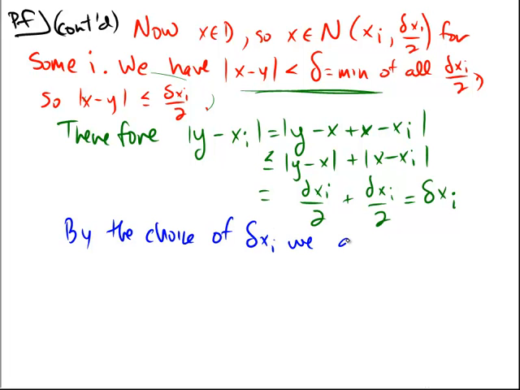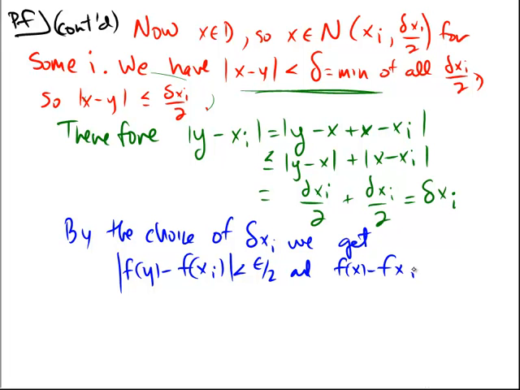What do we get from here? We get |f of y minus f of xi| is less than epsilon over 2, and |f of x minus f of xi| is also less than epsilon over 2. Right? The distances between the x's and the y's. So finally, we get the big conclusion that we wanted.